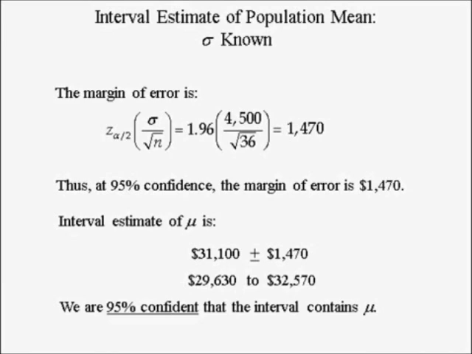sample the population, say 1,000 times to construct 1,000 interval estimates, 950 of them, or 95% of them, will contain the population mean, mu.